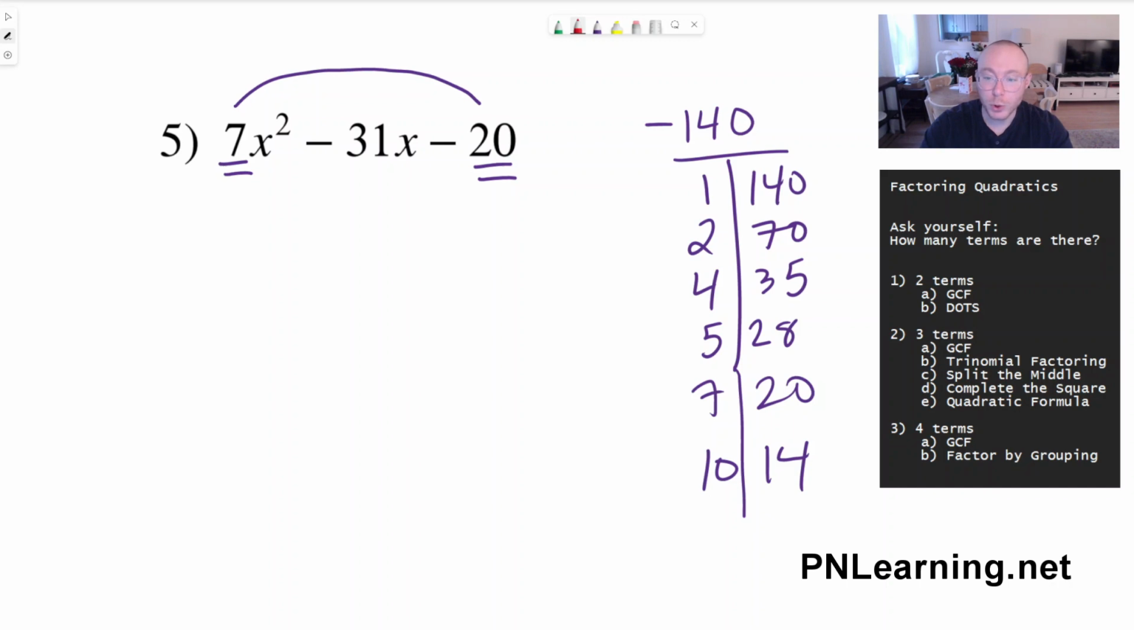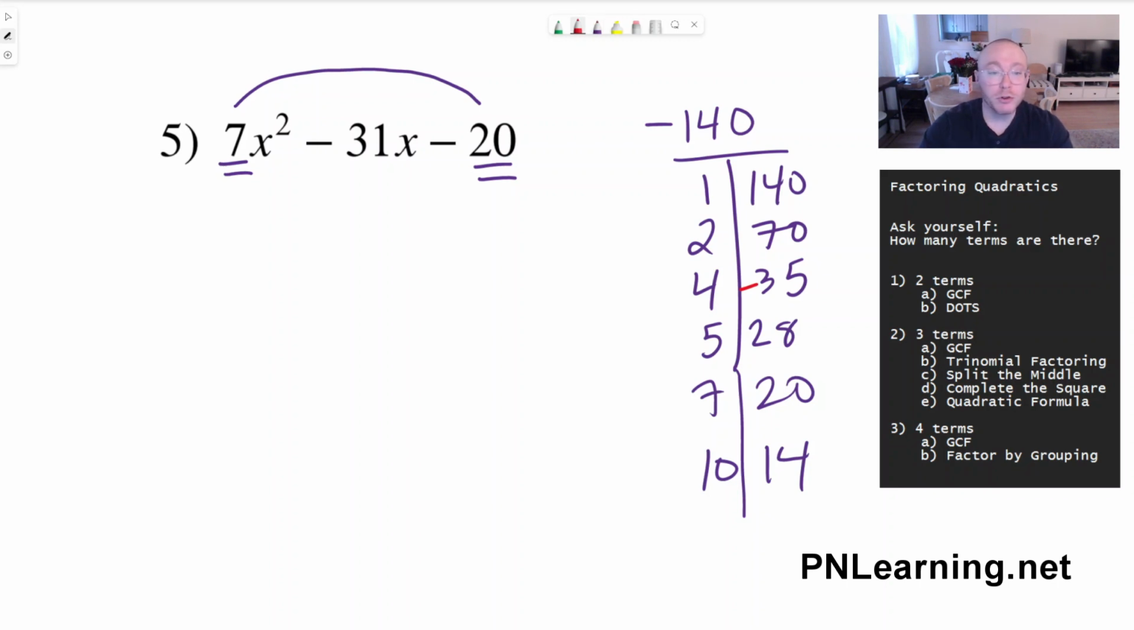So let's see, 140 and 1, those are apart by 139. That's too far, right? 2 and 70, they're apart by 58, and we keep working our way down. Let's see, 4 and 35, those are apart by exactly 31, right? So we could either do 4 minus 35, or we could do 35 minus 4, and of course, we're going to want to make the bigger number negative. That way, they add up to negative 31.